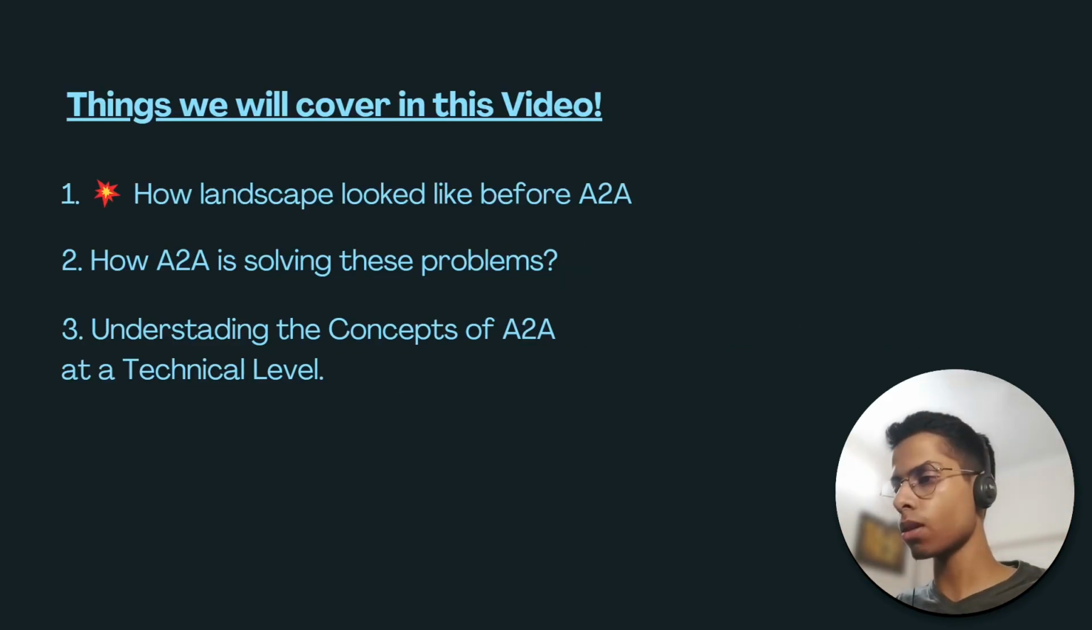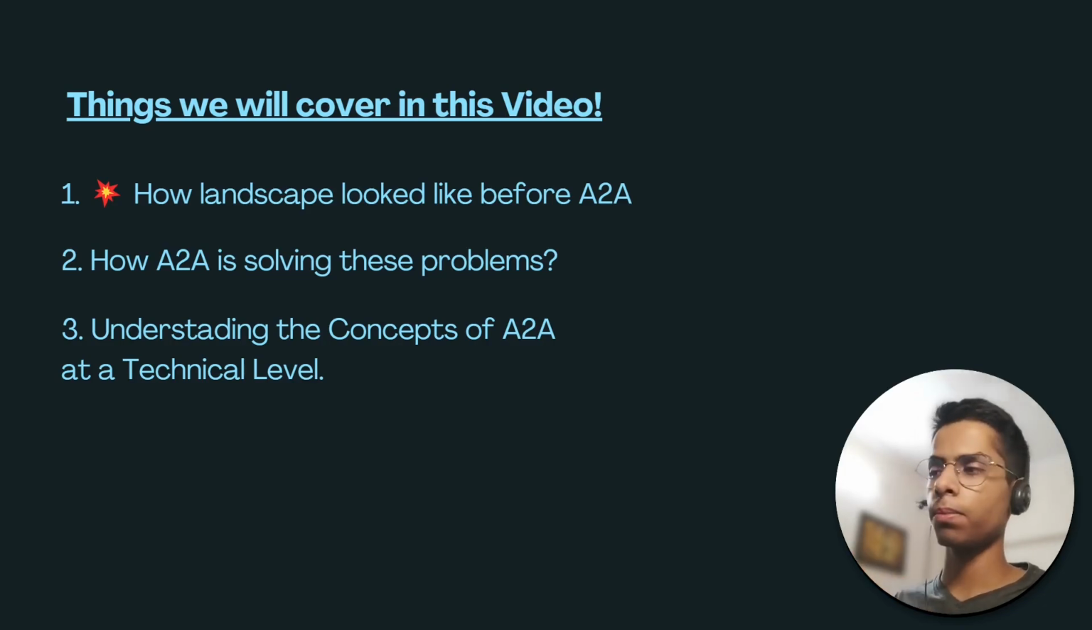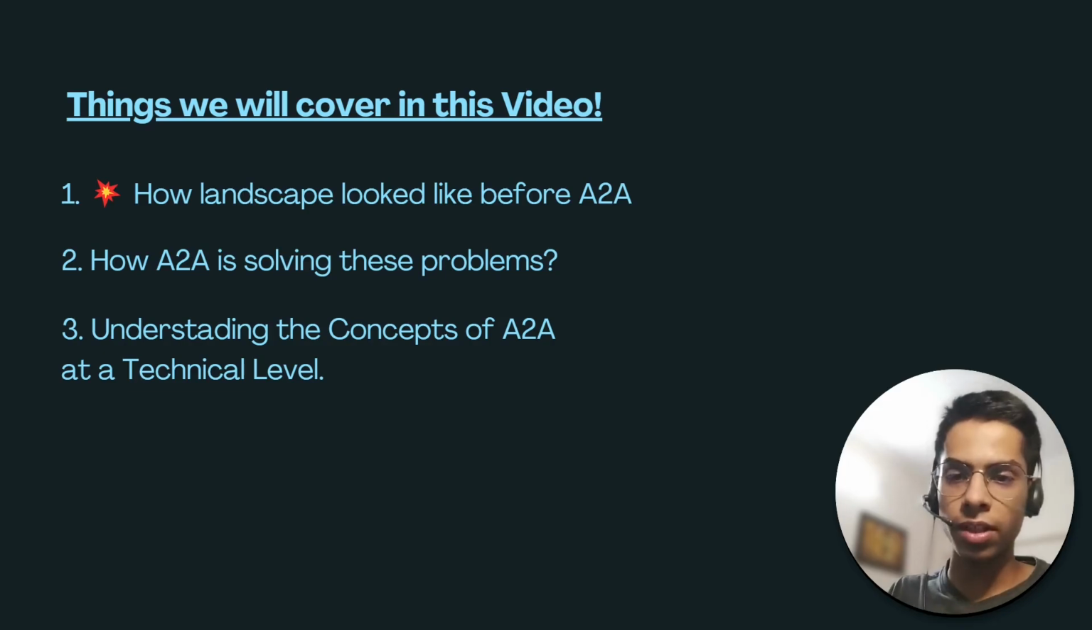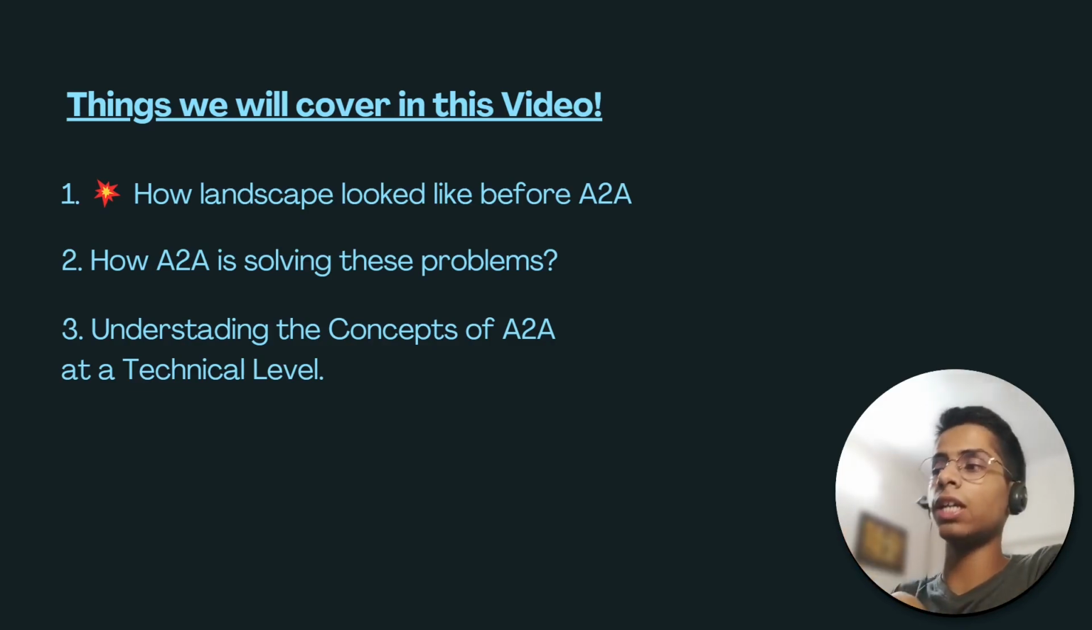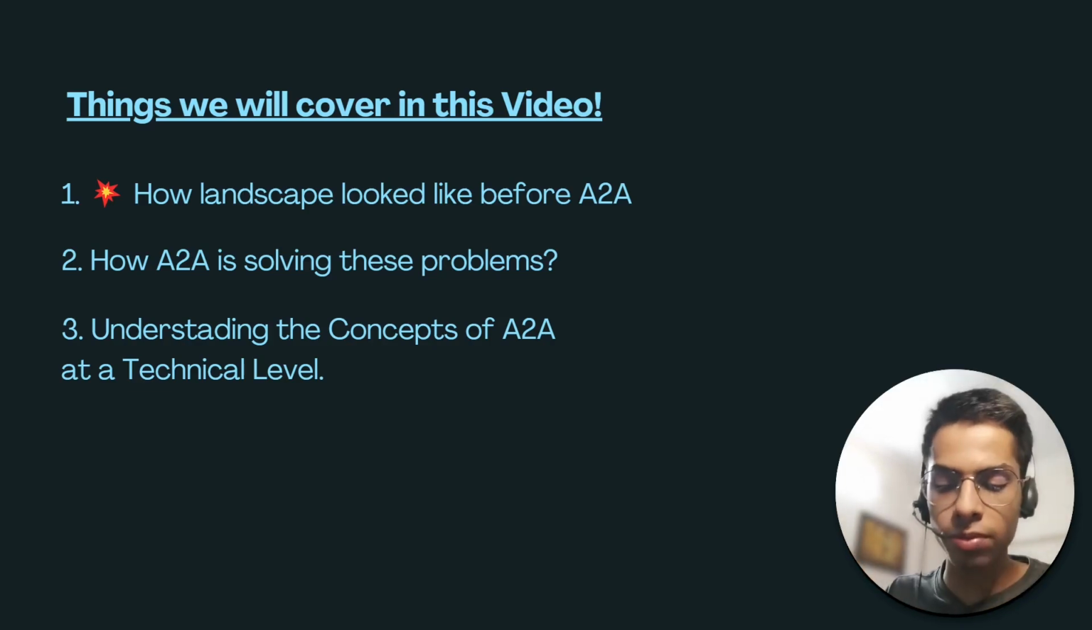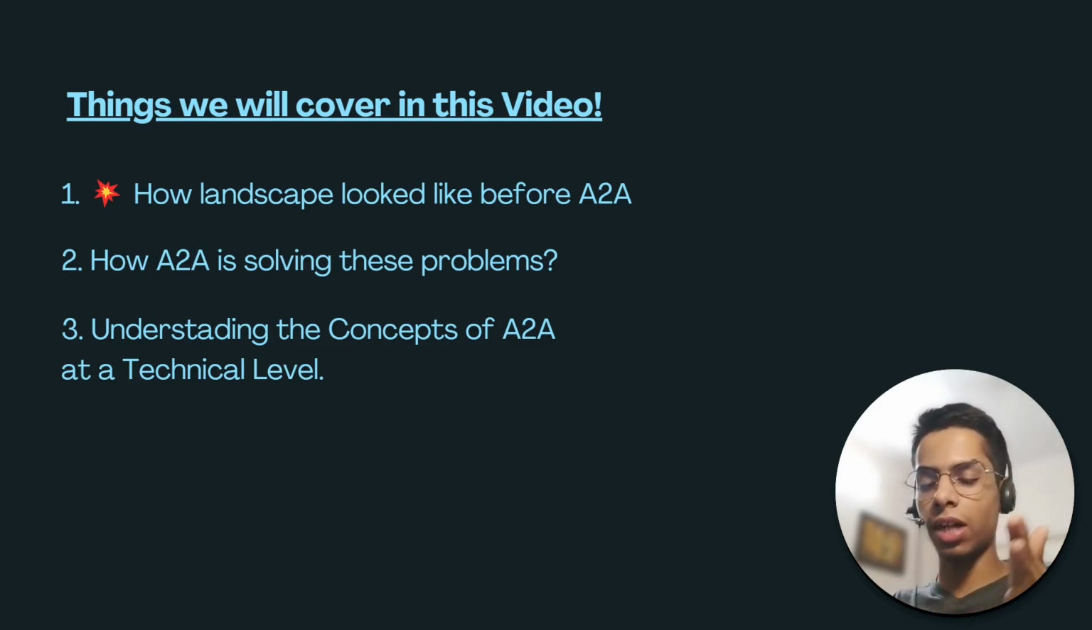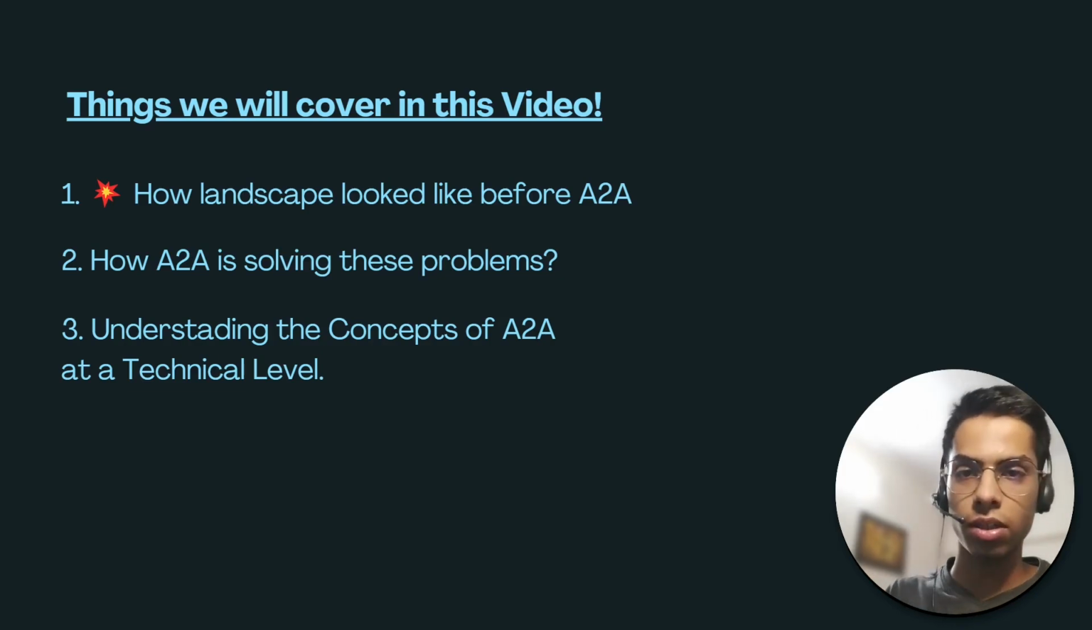Yeah. So things we'll cover in this video. First is how the landscape looked before A2A, because of course, before A2A as well, agents were talking to each other. They were able to communicate with each other, but we're gonna take a look at the complete landscape. The second part is how A2A is solving the problems that are present in the current landscape, like what steps and what kind of processes it is using to solve those problems. So we're gonna go through that as well.